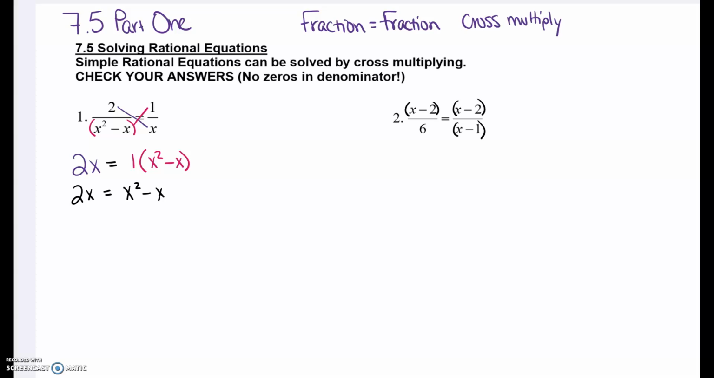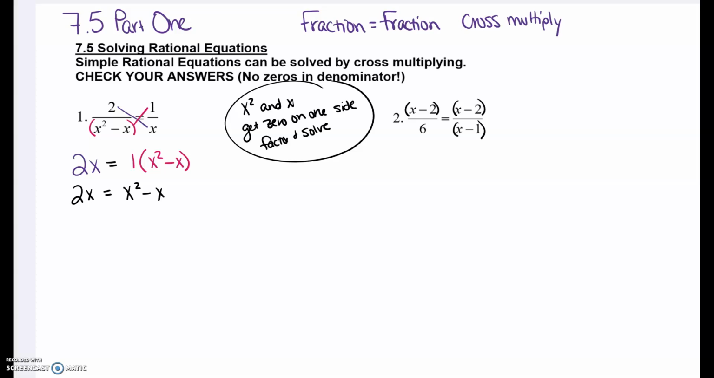Sometimes this is going to result in a super easy problem to solve. Sometimes you're going to see x squared and x, and you'll know, oh, hey, x squared and x, that means I need to get 0 on one side and factor and solve. So when you have x squared and x in the same problem, you need to get 0 on one side so that you can factor and solve. So I'm going to subtract 2x on both sides to get 0 equals x squared minus 3x.